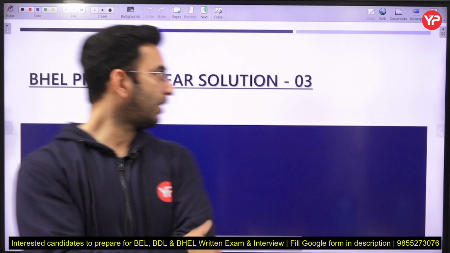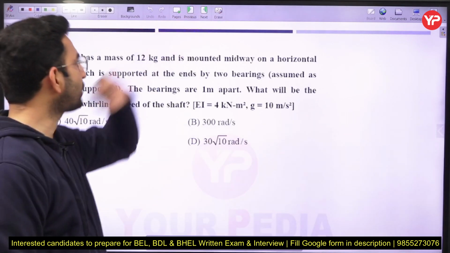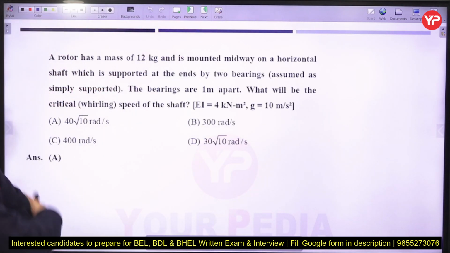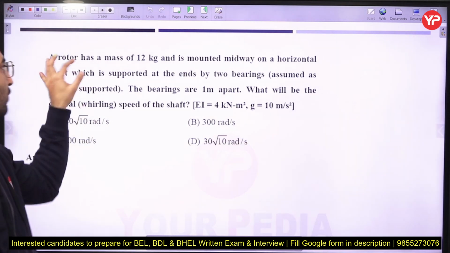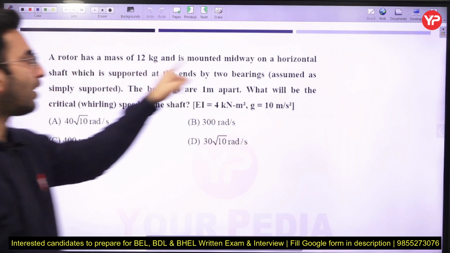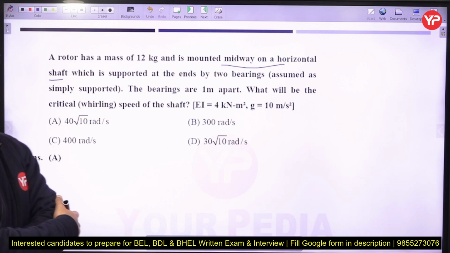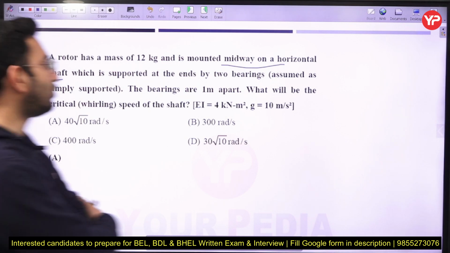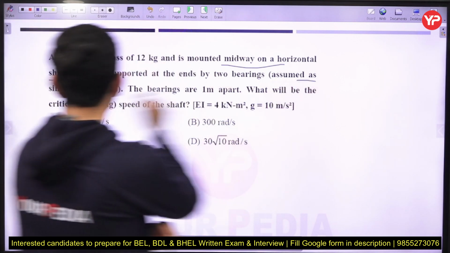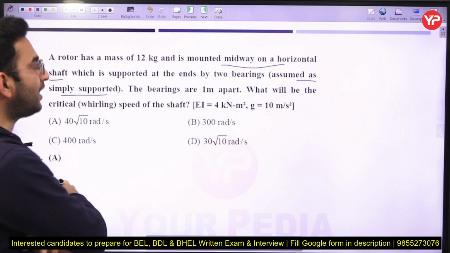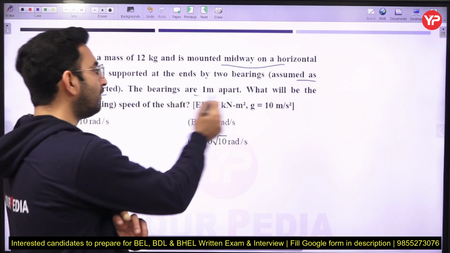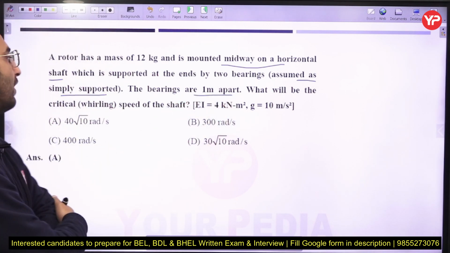Here's our first question. A rotor has a mass of 12 kg and is mounted midway on a horizontal shaft which is supported at the ends by two bearings. So here we have a rotor installed midway on a horizontal shaft, supported at the ends by two bearings. We have to assume that the shaft is simply supported and the bearings are 1 meter apart. What will be the critical whirling speed of the shaft?